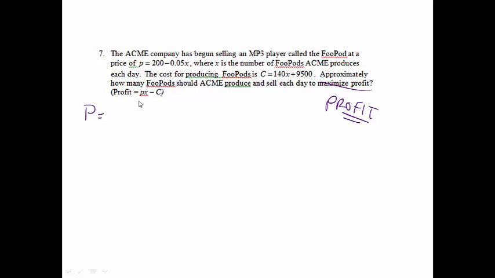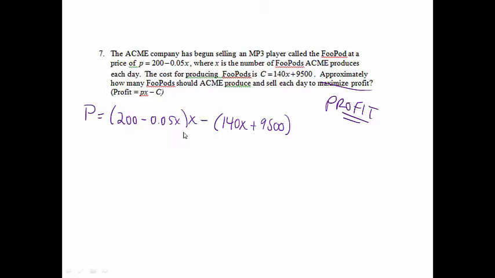So profit is going to be P times x, so it's going to be (200 minus 0.05x) times x minus the cost. And the cost is 140x plus 9500. Please notice that I put that in parentheses because the minus goes to the whole thing. Next thing I need to decide: do I need to do a side trip? Nope, because I only have one variable in my problem.